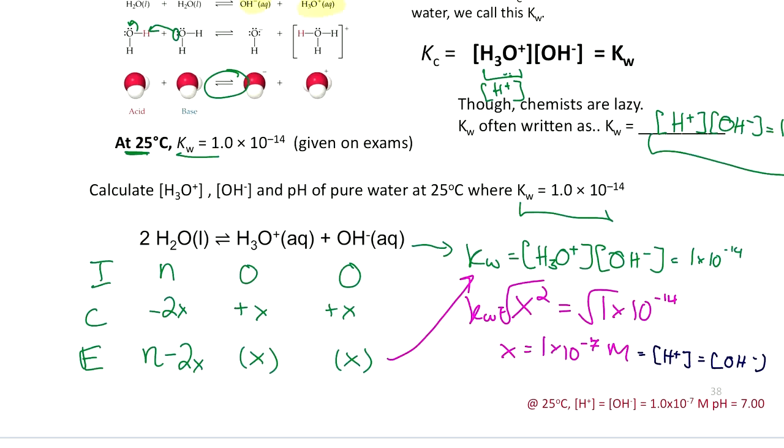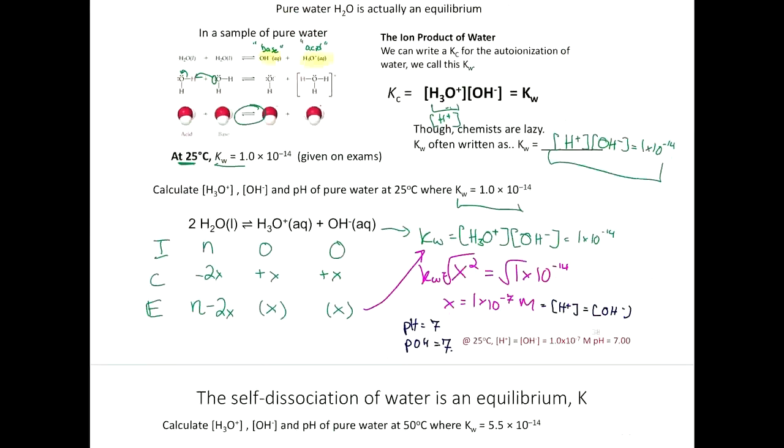All right, and so since it's the same value, we see that pH is equal to 7. pOH is also equal to 7. So is this water neutral? It is, because H+ concentration equals OH- concentration. So let's just do one more. We'll do one more.